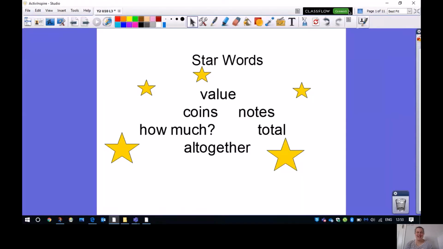So our star words today are value, value, value, and that's how much something is worth. What is it worth is the value. And then we have our coins, and we have our 1p, 2p, 5p, 10p, 20p, 50p, £1 coin, £2 coin. Coins. Notes. We have £5 note, £10 note, £20 note and £50 note. Notes.